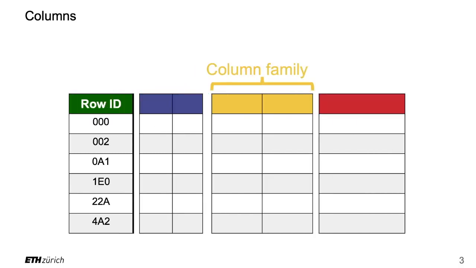Next, there is something that also makes it a bit stand out from relational databases. It is that the columns are just not columns. They are actually organized in families. So there is here the purple family, the yellow family, the red family. So we have column families. Why do we have that? Well, this is in order to scale.